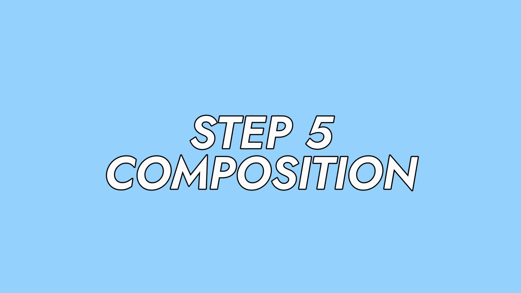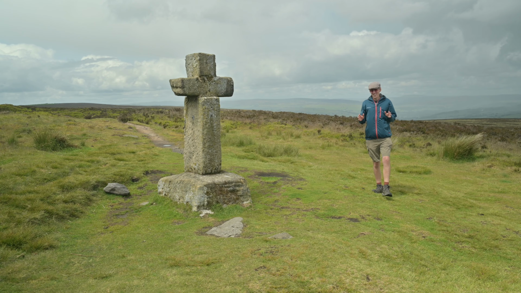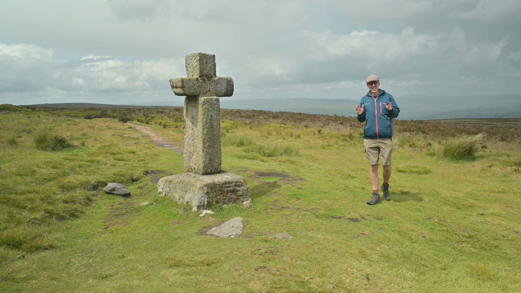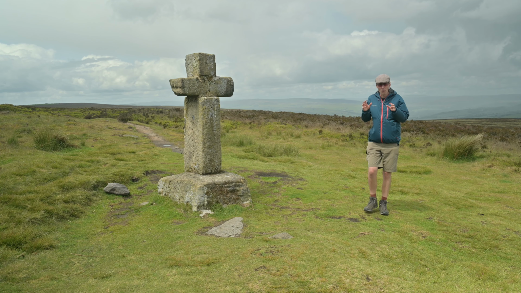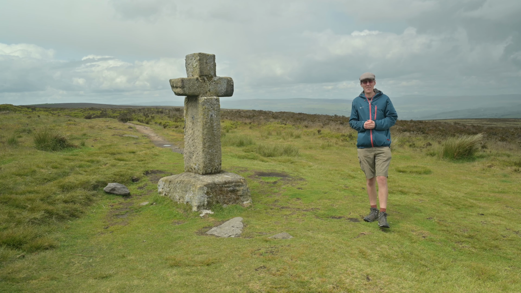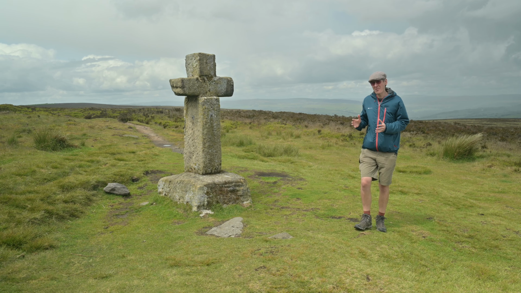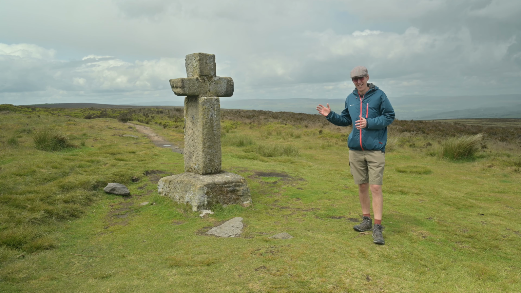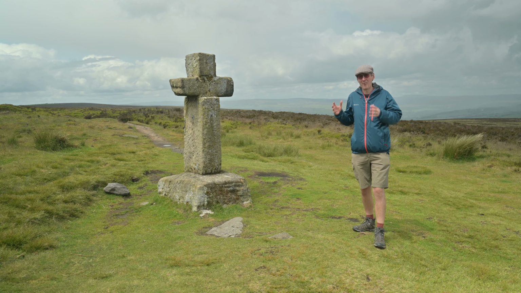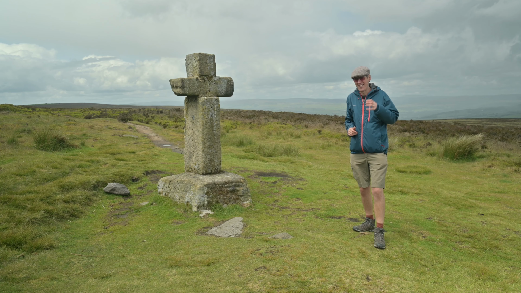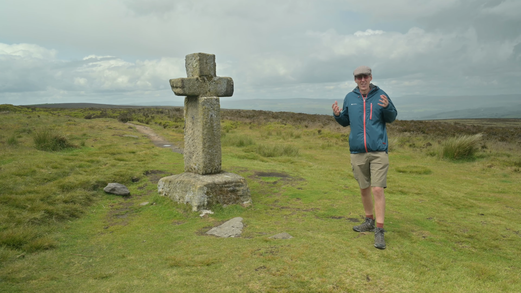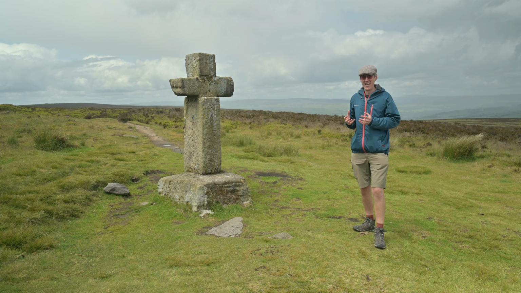Step number 5 is composition. So, we now have an intention for our photograph. We know what we want people to get out of it when they look at it. We've determined what our subject is, something that's going to stand out in our frame and say, look at me, and keep people's attention. We've understood the light that we've got available to us, the type of light that it is, and the direction that it's coming from.